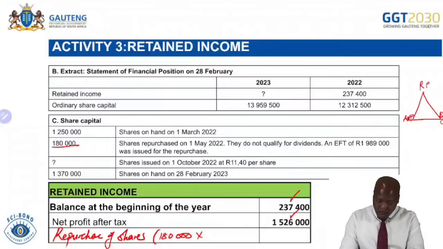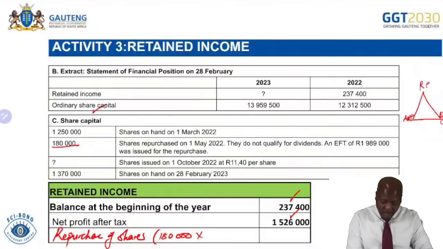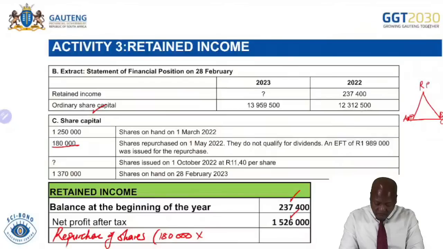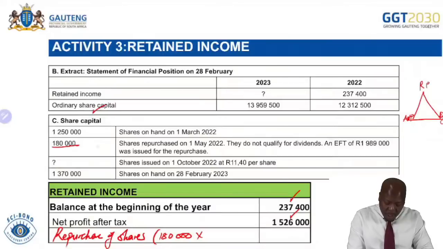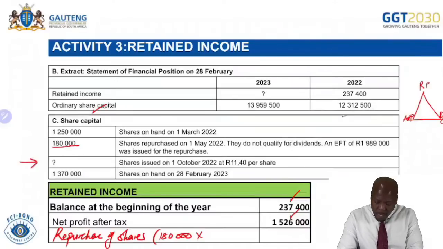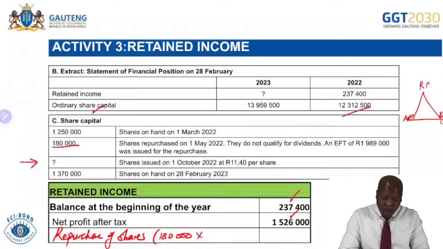One of the things that we need to get is the average price. For us to get the average price, we know how much our shares were at the beginning. The ordinary share capital here is given, which is 12,312,500. The repurchase of shares is happening before the issue. So for me to get the average price, I come to my amount that is already in the extract of the statement of financial position, because there was no issue of shares.